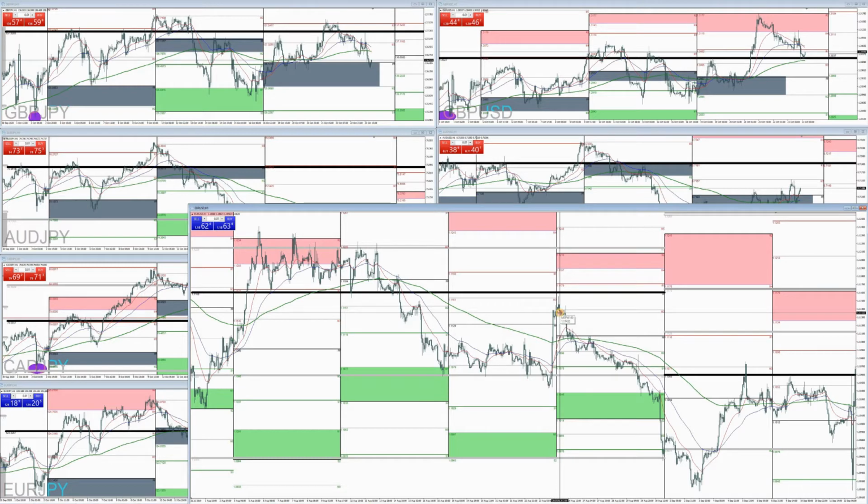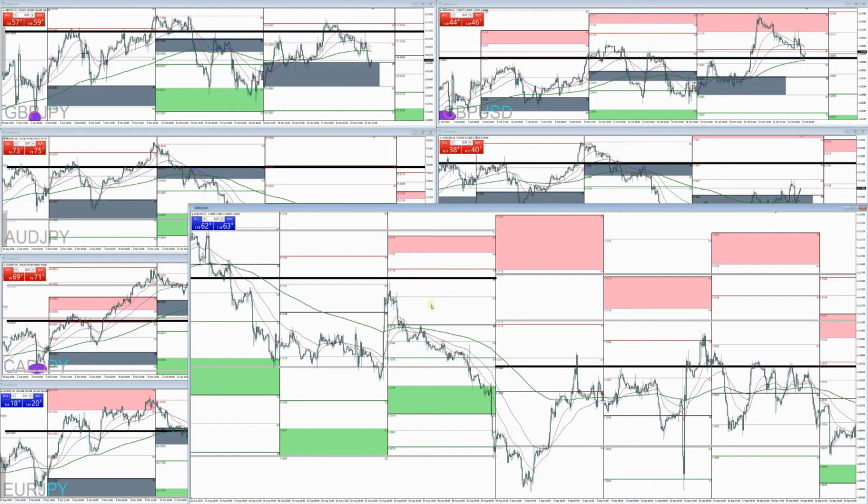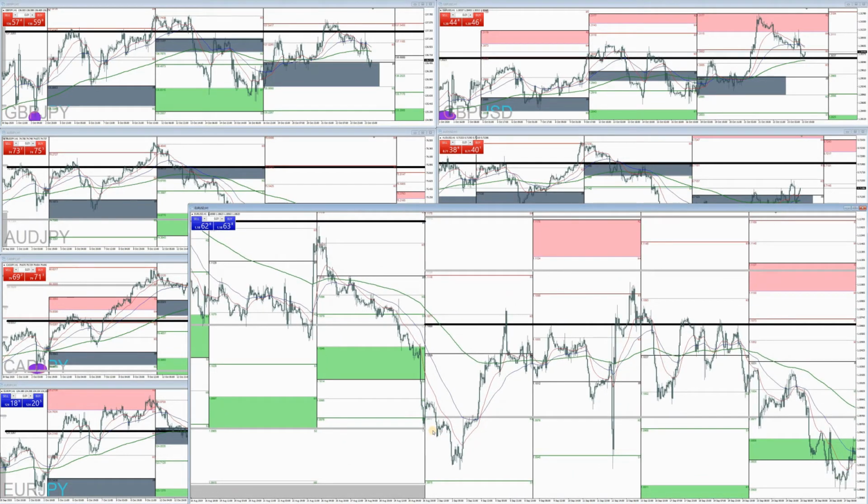So this is probably my entry here. All right, target at 95 pips or 126. Moving on. That's the last week of the month, by the way. Okay, so next week. All right.